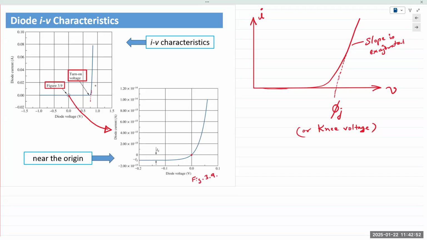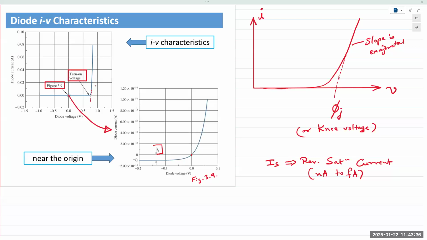When we zoom in, you can see something known as IS. And IS is the reverse saturation current. That reverse saturation current is the result of minority charge carriers crossing over the junction. Typical values range from the order of nanoamps, picoamps, and femtoamps. So it's very, very small.